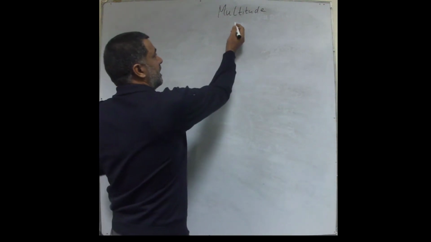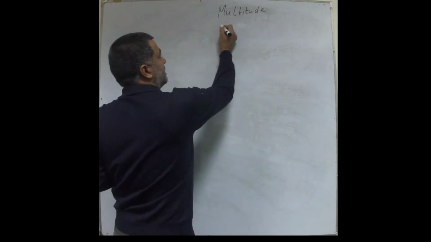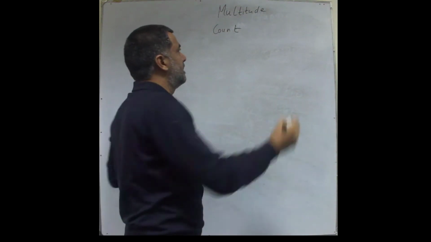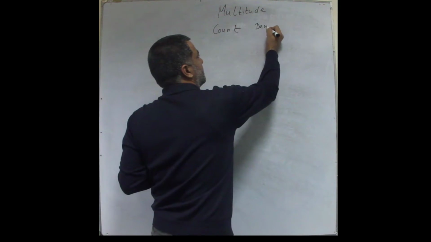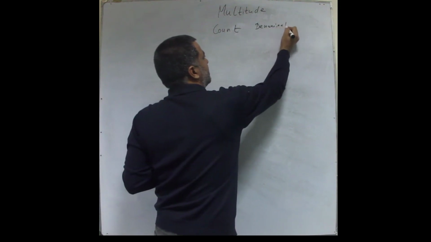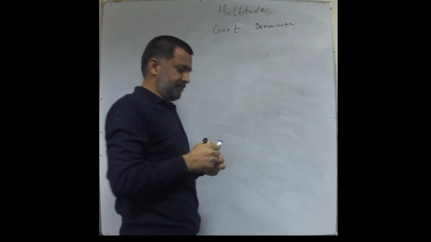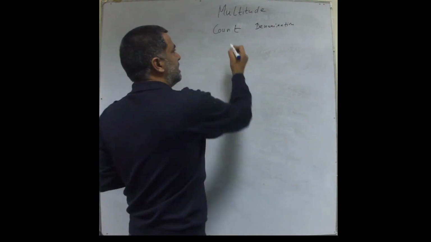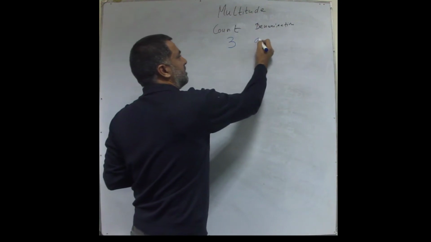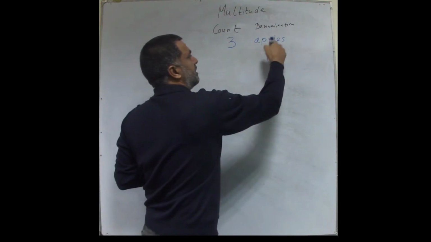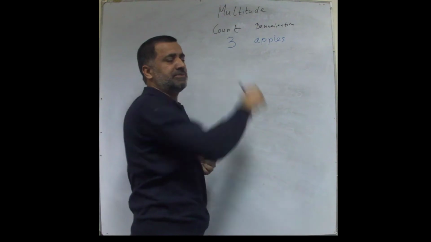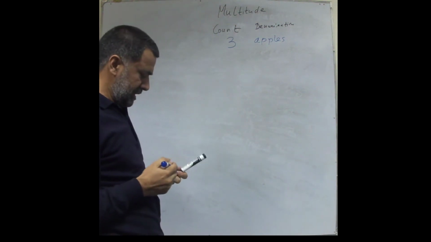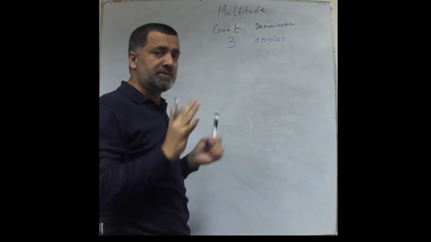So a multitude has two parts. It has a count and it has a denomination. An example of that is that if you are counting apples, so you can say I have 3 apples. So apples is the denomination, count is 3. And you can imagine other examples. This was our starting point in the first few videos.